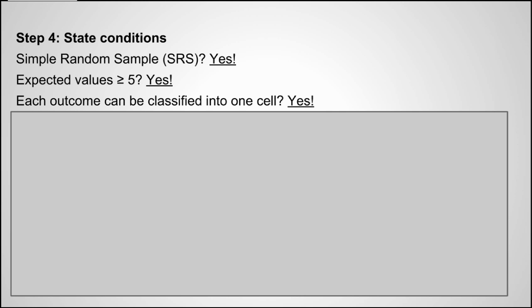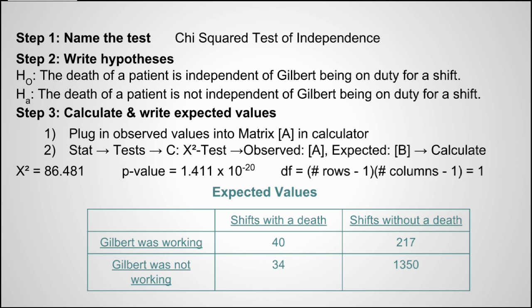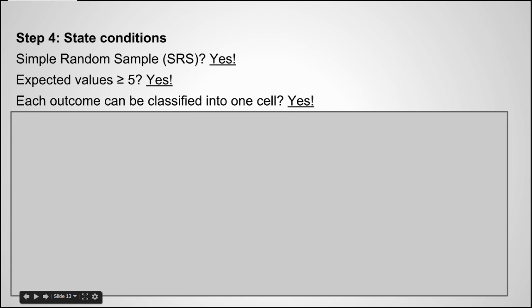Expected values should all be greater than or equal to 5. Well, yeah, they are. That's good. And each outcome can be classified into one cell. That is also true. All our conditions were met, so we can go on to step 5.